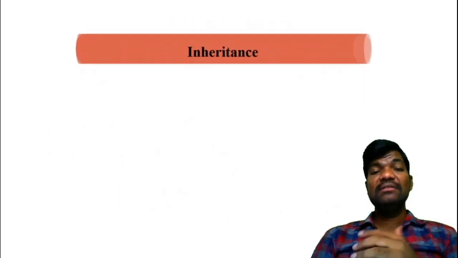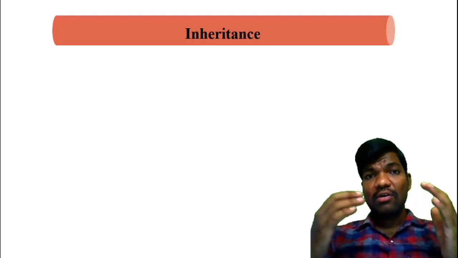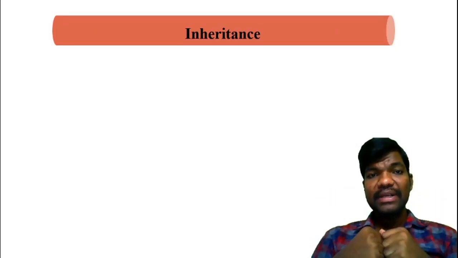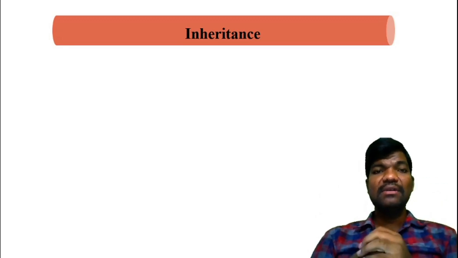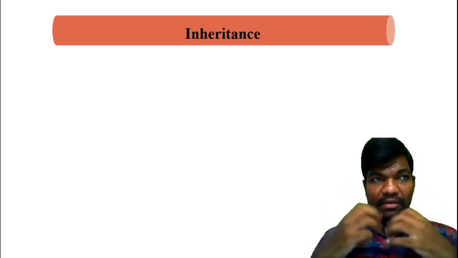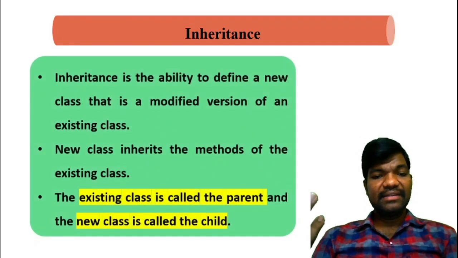Coming to the first one, inheritance. So what is meant by inheritance? A new class acquires the same properties from the parent class, right? So here you are acquiring the properties of some other object, right? So let's check this.